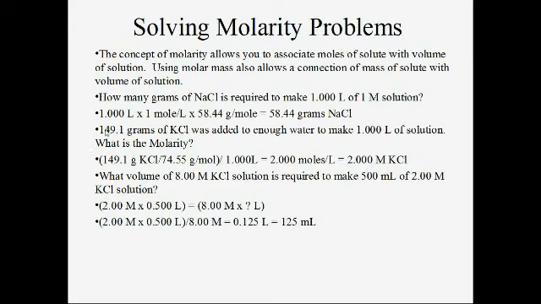So let's do this one. 149.1 grams of potassium chloride added to water to make 1 liter of solution. What's the molarity? So we have to get moles. We take our grams and divide by the molar mass. Grams divided by molar mass gives us 2 moles. We divide it by 1 liter of solution, and we'll get 2 moles per liter, or 2 molar potassium chloride.